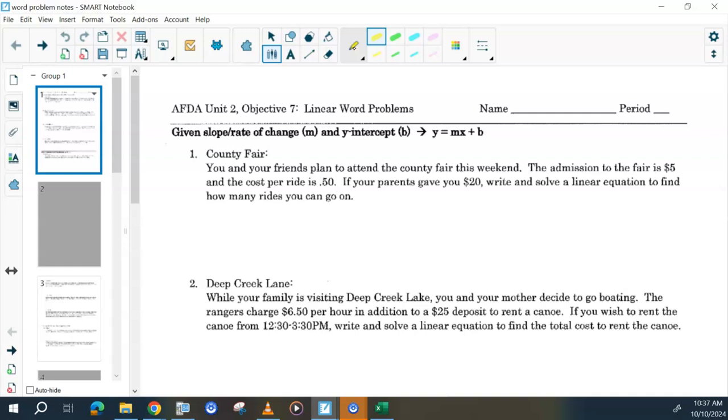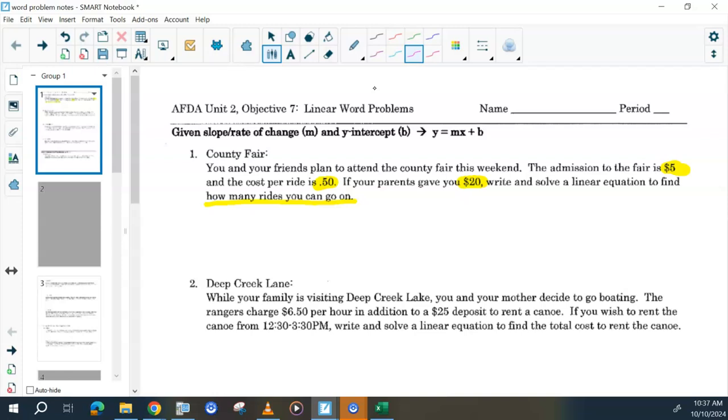Numbers are always important, so what numbers do we see? 5, 50, the 20. And then the question is always important. What are we looking for? What is that asking us? Okay, we do have to find the equation to do what? How many rides we can go on. So that part's really important because that's going to be what we end up solving for.